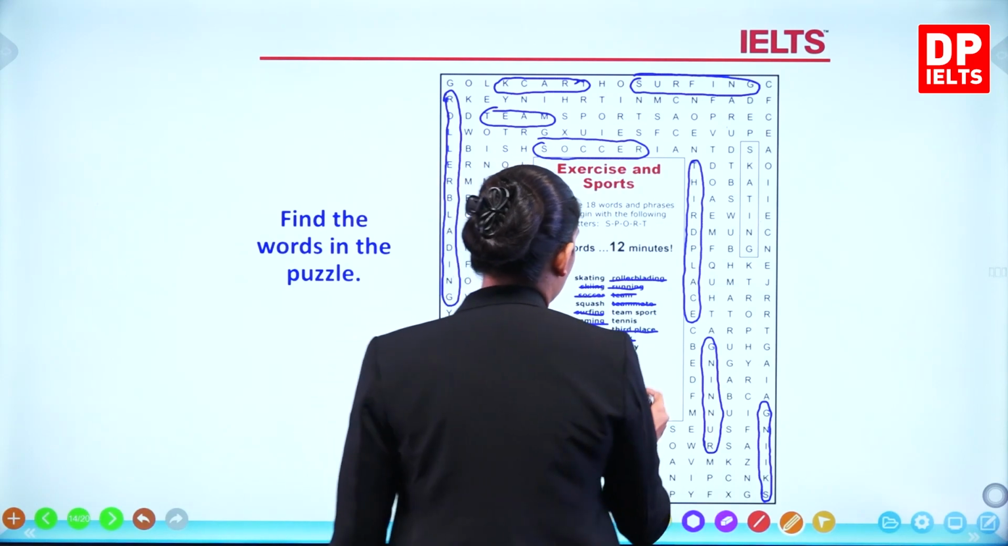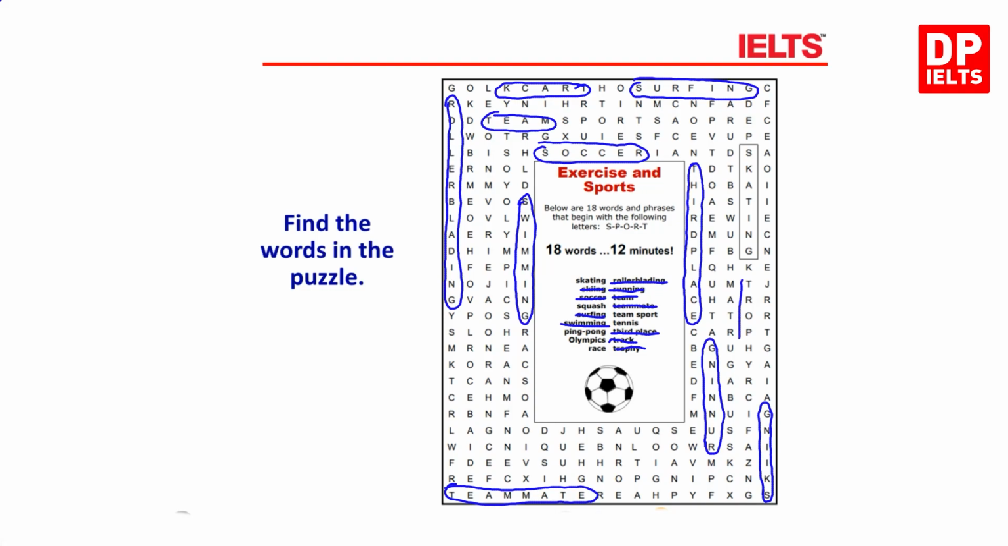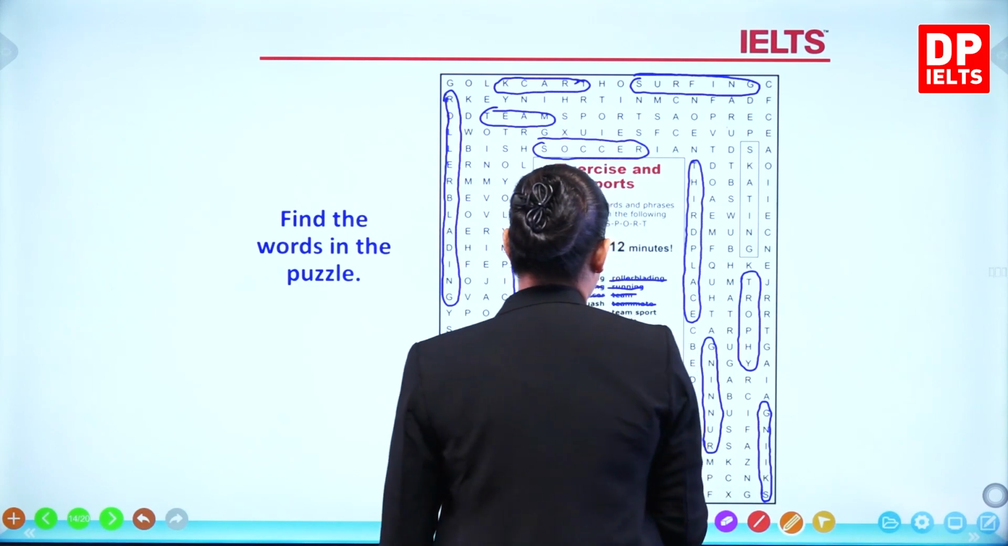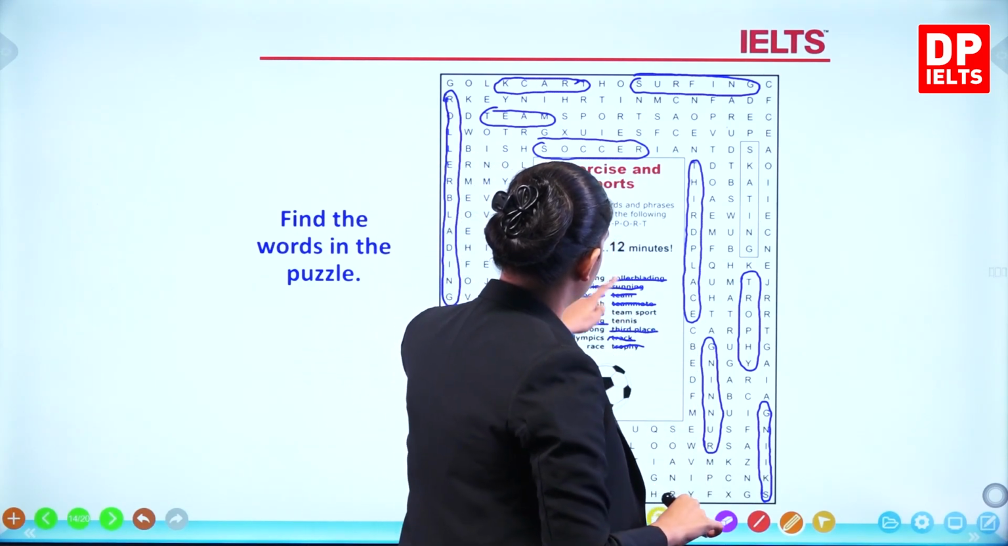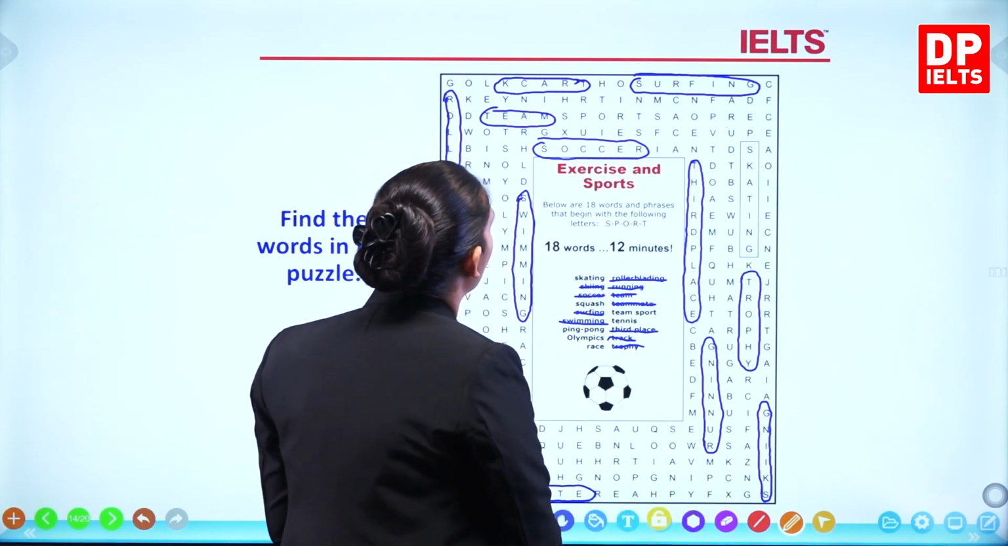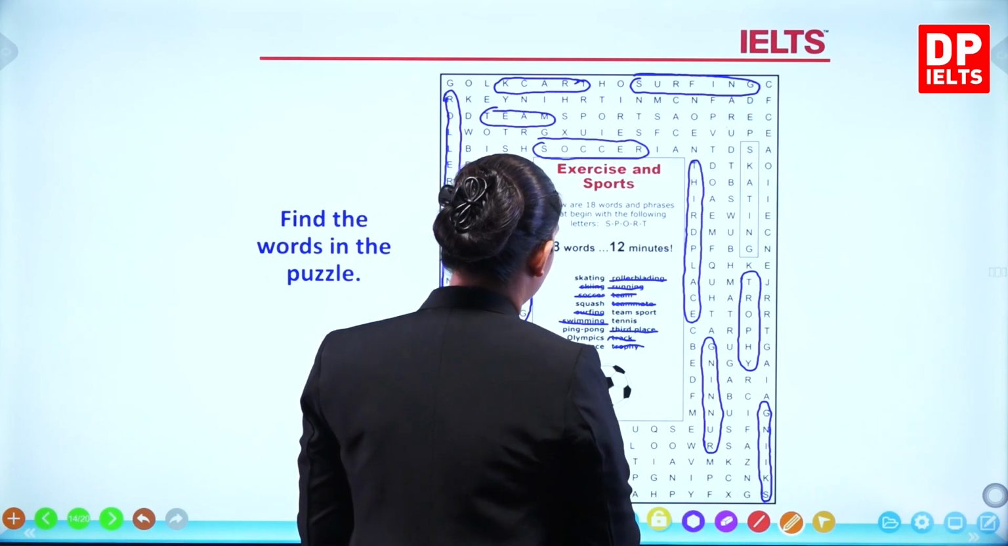So I can see trophy here as well. Before tennis, let's mark trophy. There we go. So we've already got trophy. Now we've got only 1, 2, 3, 4, 5, 6, 7. So we've just got a few more words, right? And let us find those ones as well.